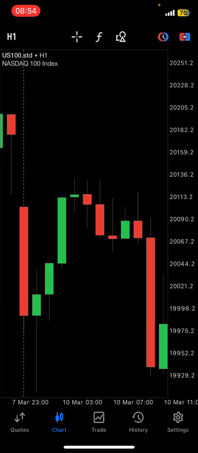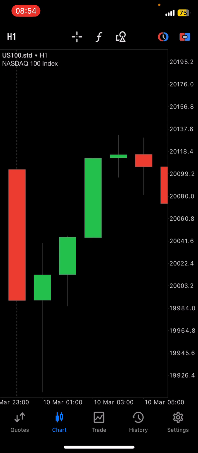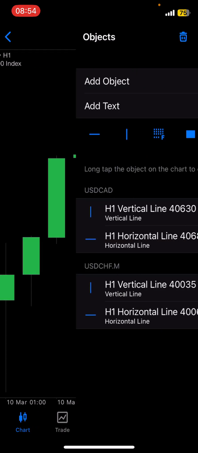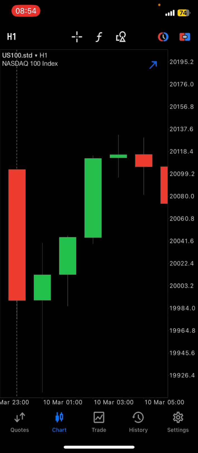So I'm going to backtest this on 24 candlesticks, and when I finish backtesting this for you, I want you to tell me what you think. Okay? I want you to tell me what you think. I'm going to be starting with this candlestick right here.